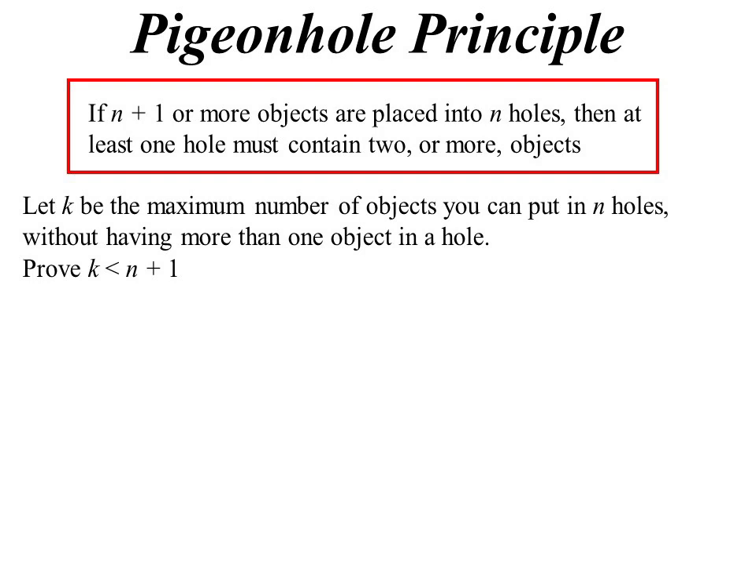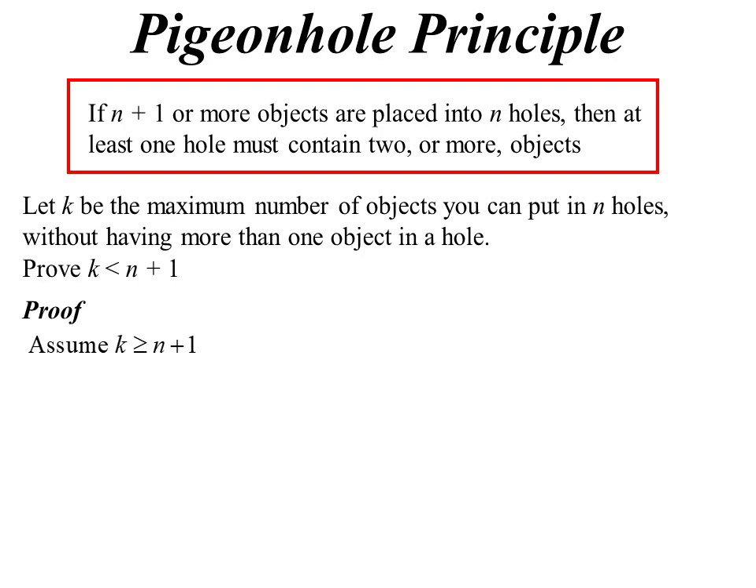Alright, so let k be the maximum number of objects you can put in those n holes without having more than one object in a hole. We're going to prove that k is indeed less than n plus 1. I've called it a proof. Is it a proof? Well, let's see. I'm going to assume the opposite. I'm going to assume k is actually greater than or equal to n plus 1.